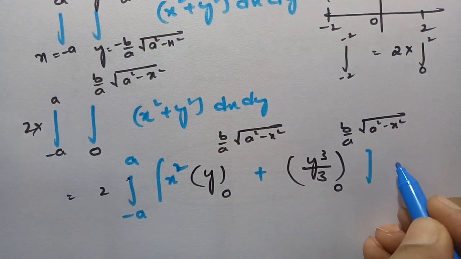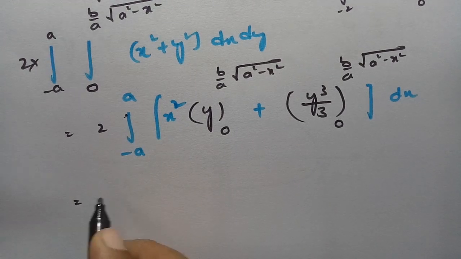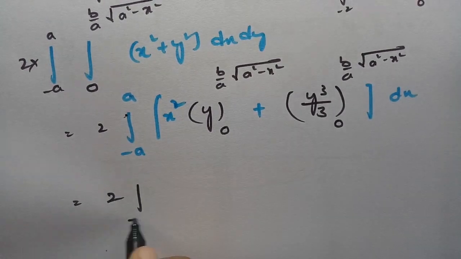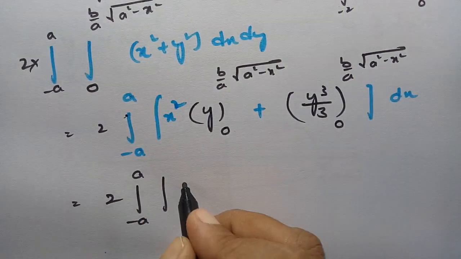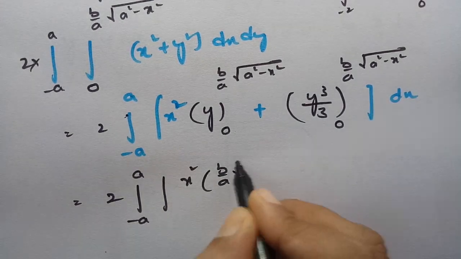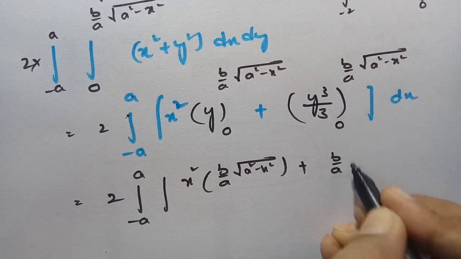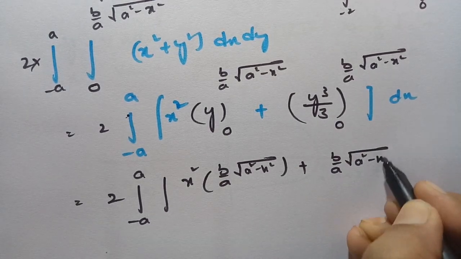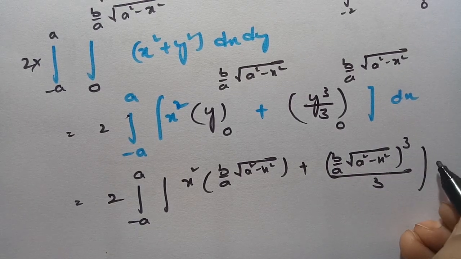Now I have to substitute all the limits here. So this will be 2 times the integral from minus a to plus a. Now this is x square. If I substitute, this will be b by a root over a square minus x square. So this is b by a root over a square minus x square whole cube by 3 of dx.